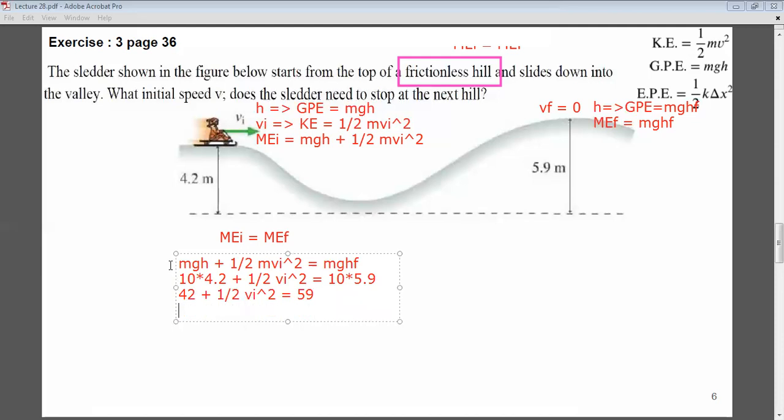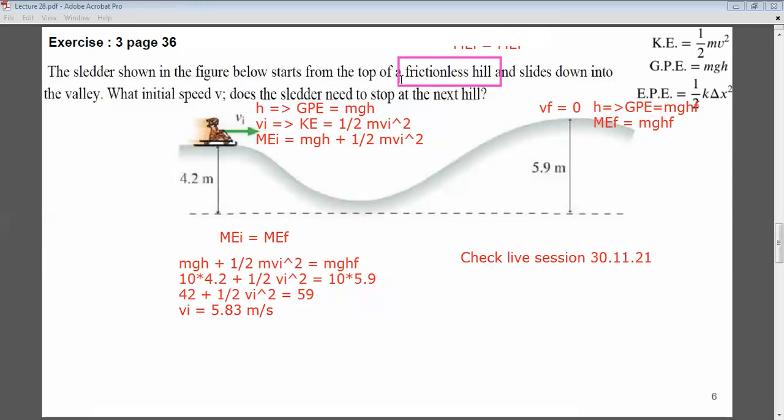I solved it just as we did in the live session. You can go there to check exactly how the math goes, and we get V initial equal to 5.83 meters per second. So for the full calculation, check the live session.